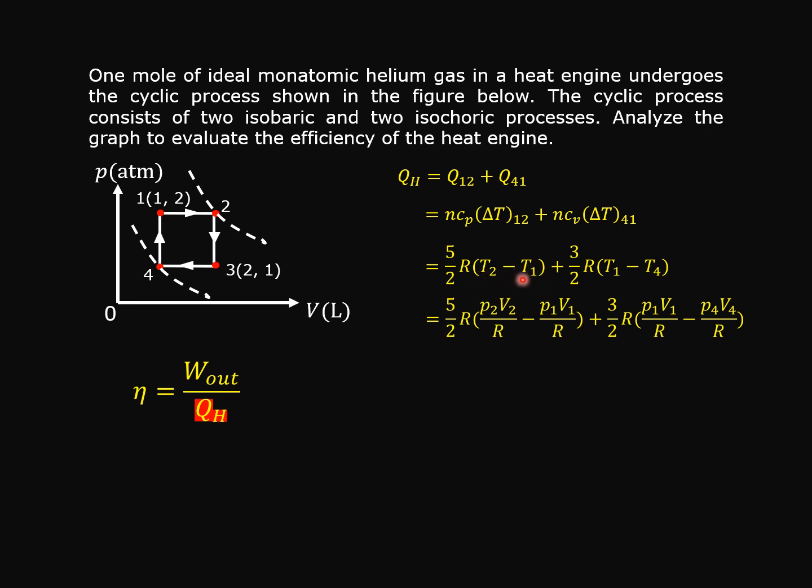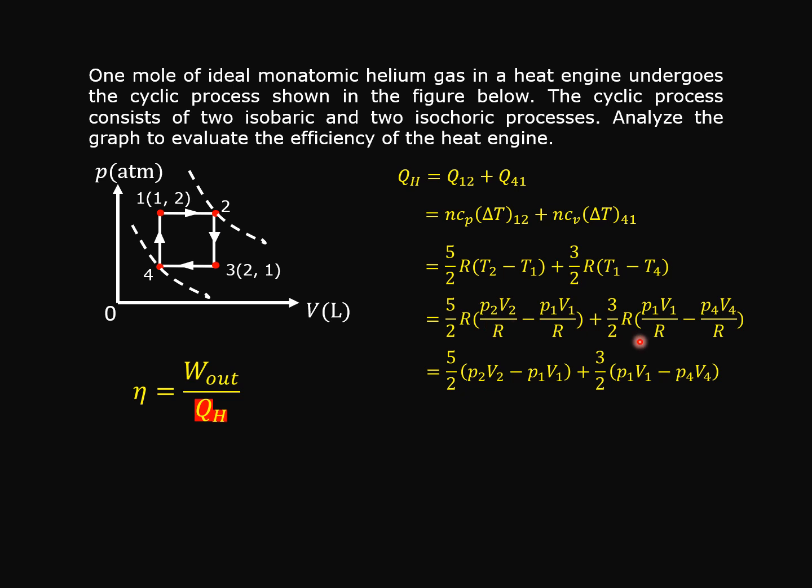But we need to change all the T in this line into PV over R because we do not have any values for the temperature of the gas. We can change this T into the form of PV over R based on the equation of state. Note that we already substituted n equal to 1. That's why we have PV over R. And this T2 then of course is P2V2 over R. T1 is P1V1 over R. And this T4 is P4V4 over R.